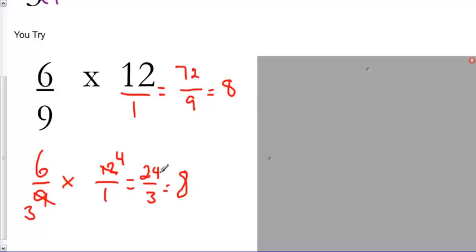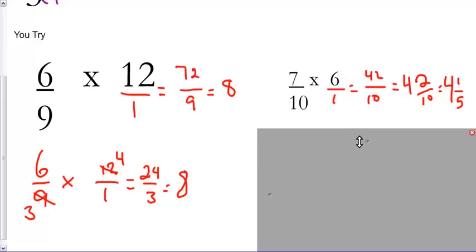There wasn't that much of a difference in the two because both of these were basic facts, and you come up with 8 either way. So let's take a look at this next problem and see how we did. Again, I did not cross simplify here. 7 times 6 is 42. 10 times 1 is 10. 42 divided by 10 is 4 2/10. And then now I've got to simplify the 2/10 to be 4 1/5.